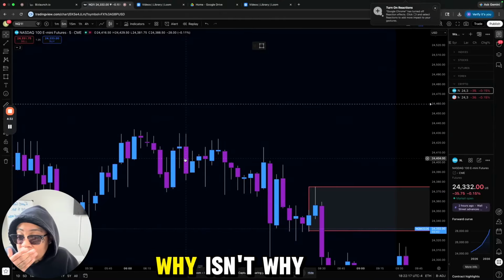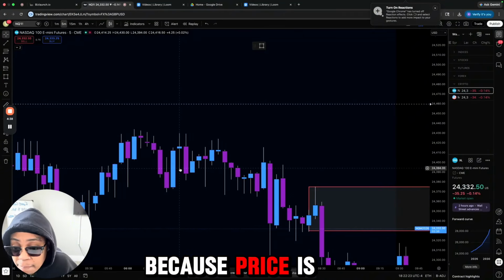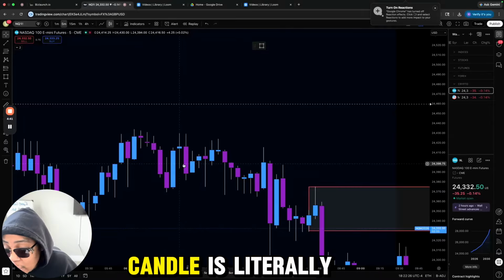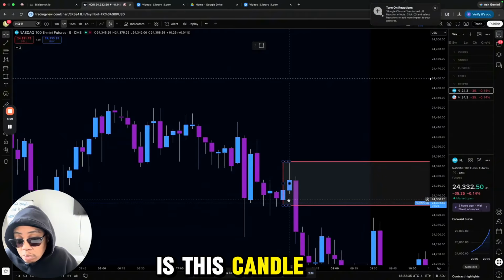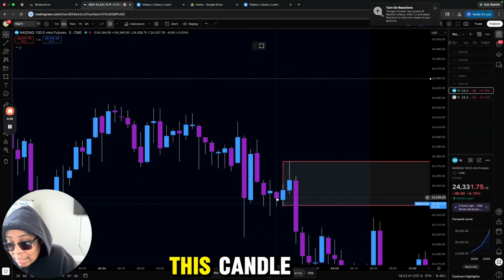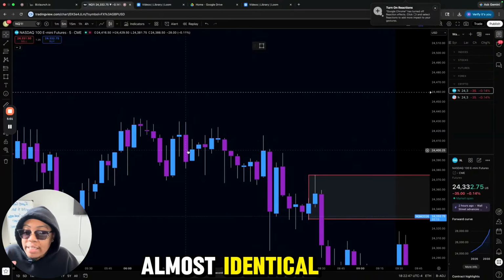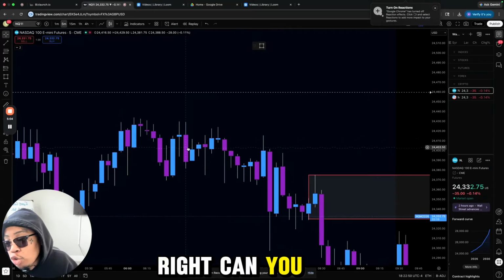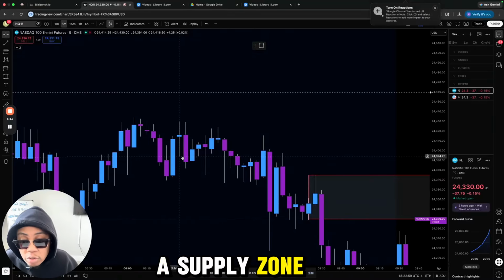Now, why isn't it considered a supply zone? It's not considered a supply zone because price is literally, I mean, this candle and this candle are literally about the same size, right? When we look at this candle, is it the same size as this candle? No. Is it the same size as this candle? No. Is it the same size as this candle? No. But when you look at this candle and this candle, are these candles almost identical? Right? Can you truly say this is where sellers stepped into the market? No, you can't. So this would not be considered a supply zone.